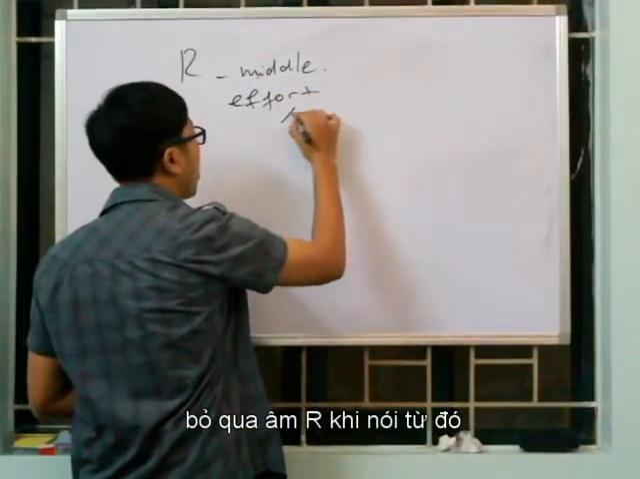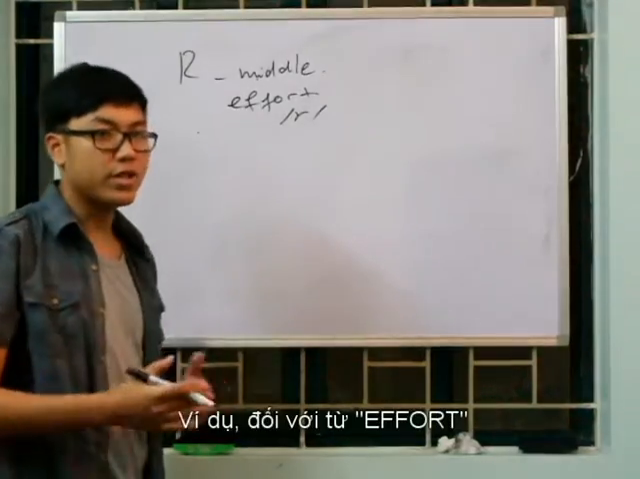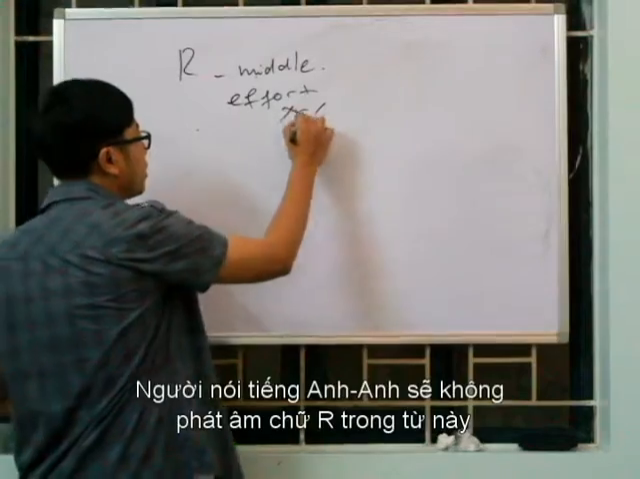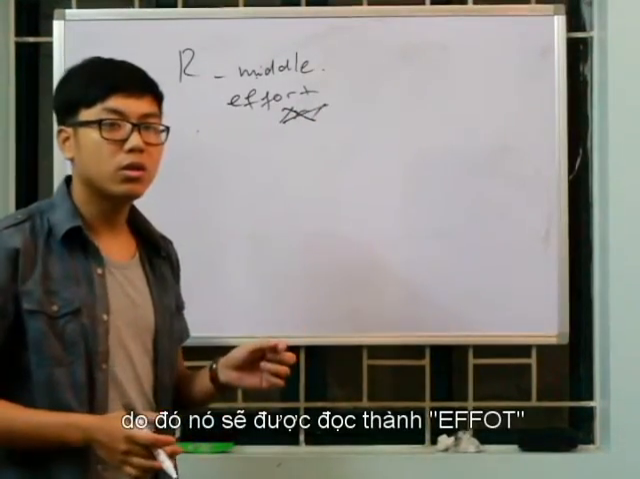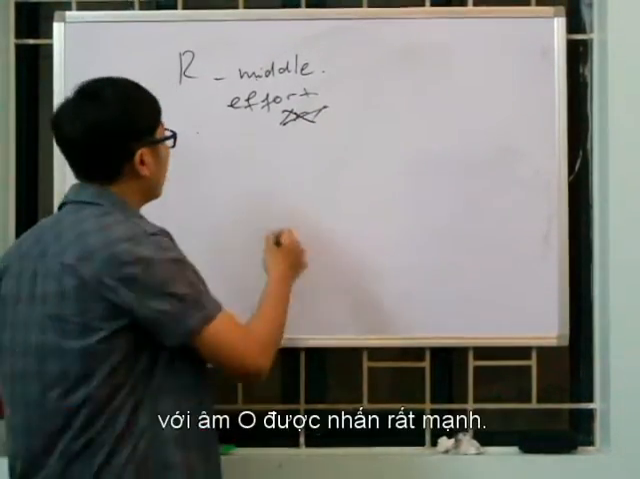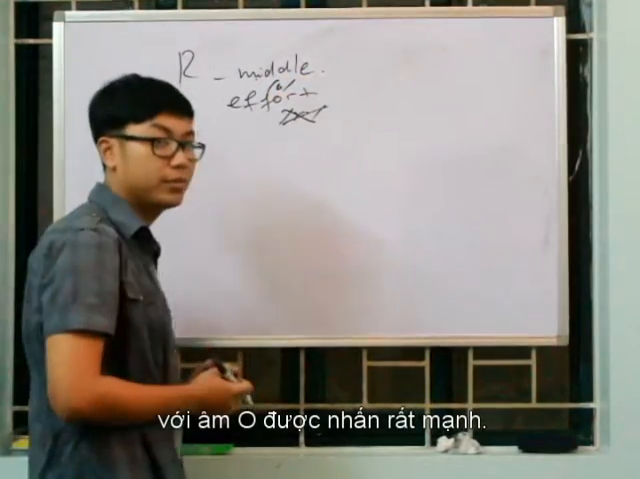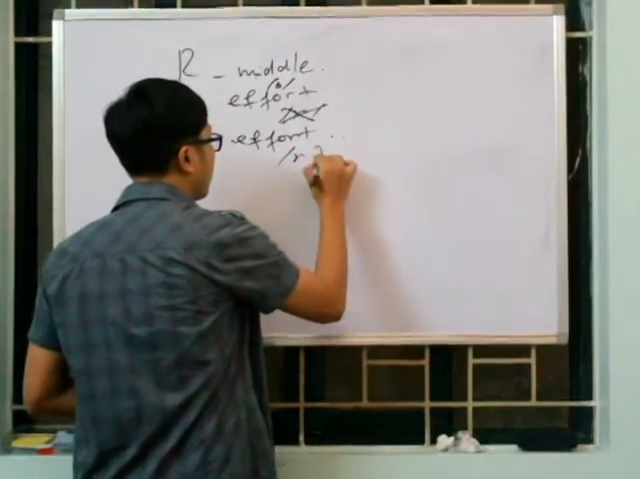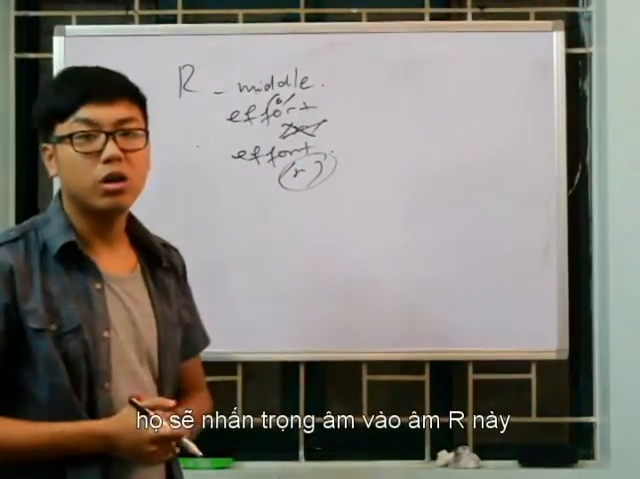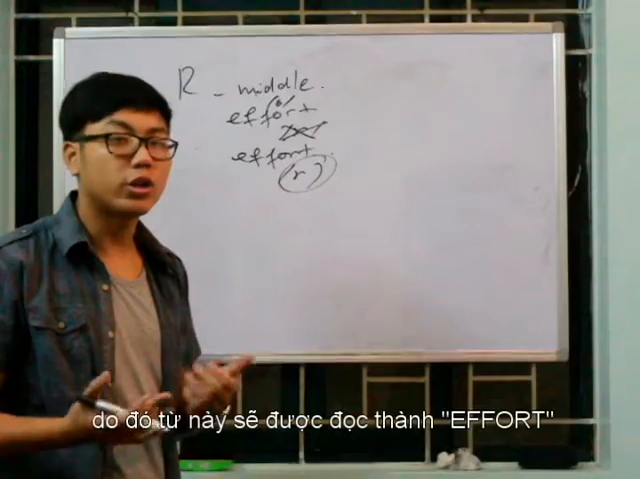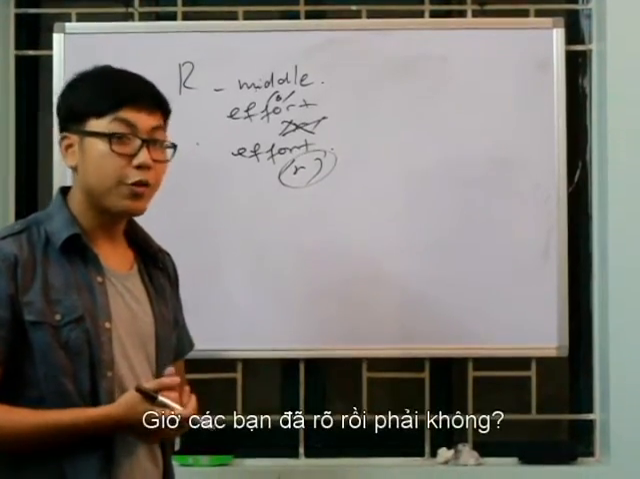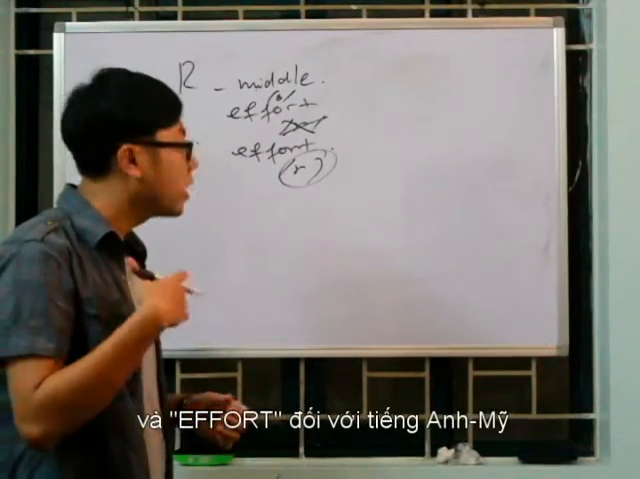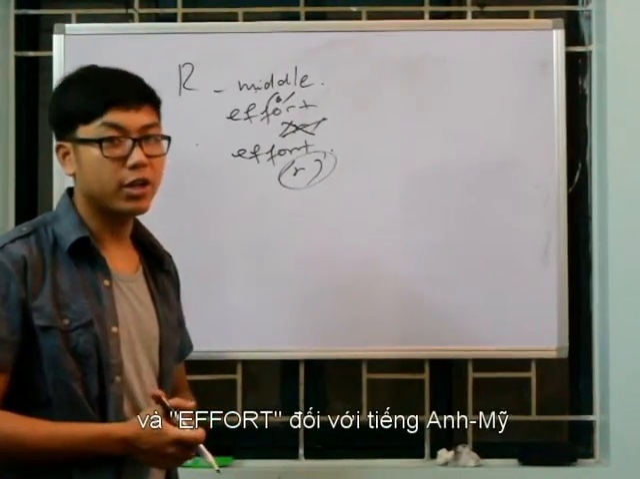For example, with the word effort, with British English there's no R, so it becomes effort. Very strong R here, okay? But with American, they will put a stress on R, so it's gonna be effort. Now you clear effort from British English and effort from American English.